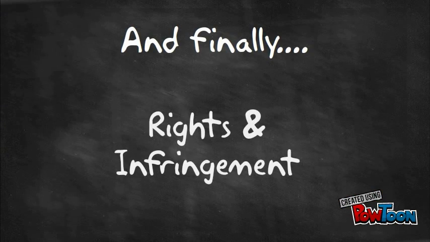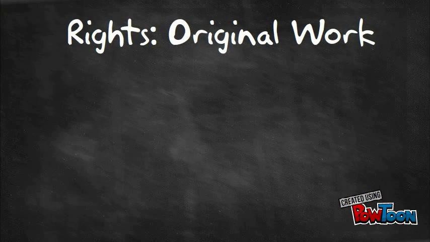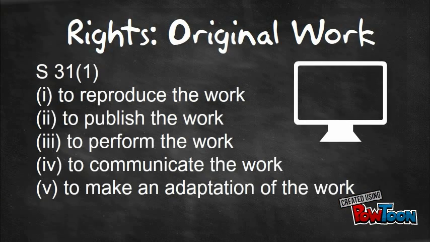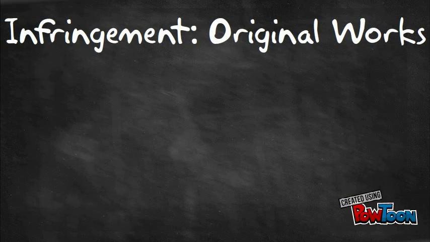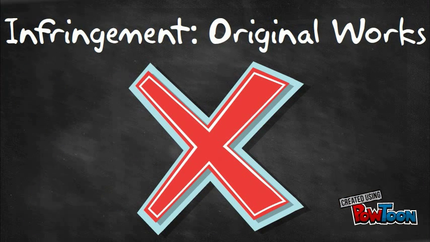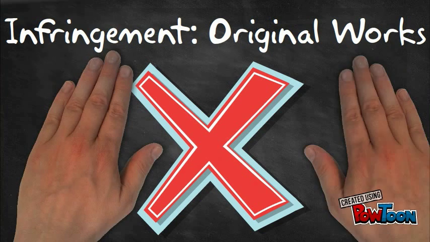Lastly, we'll explore the difference in the rights afforded by each category of copyright and their grounds for infringement. Under Section 31, subsection 1 of the Copyright Act, the owner of an original work has the exclusive right to reproduce the work in material form, to publish the work, to perform the work in public, to communicate the work to the public, and to make an adaptation of the work. When it comes to the basis for infringement of an original work, this occurs when any of the exclusive rights are exercised by someone other than the owner.